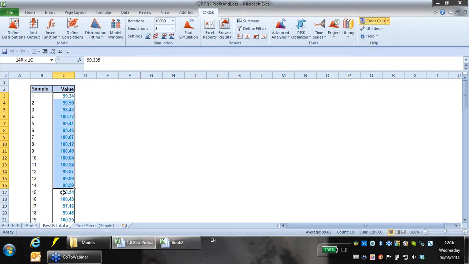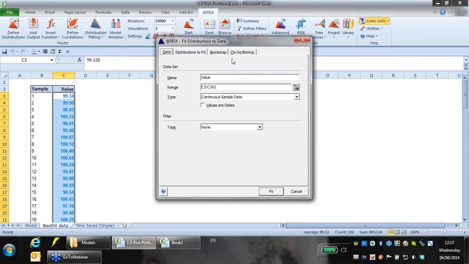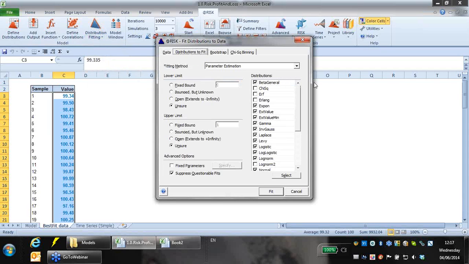So here we've got 100 samples. I don't know what this is for, selling price maybe, or maybe units sold of a similar product that we've sold in the past. And so if I go to distribution fit in here and then fit, then @RISK is going to look at all of these different distributions here, and fit them to that data using various methods, etc.